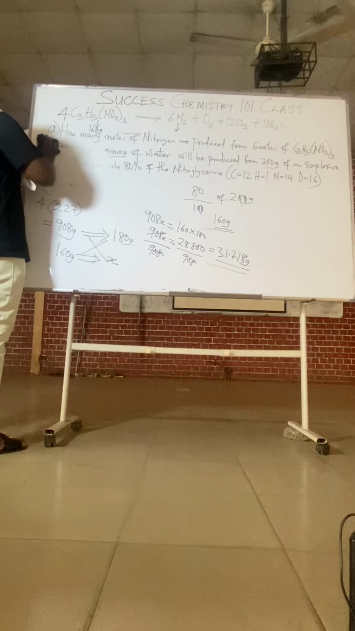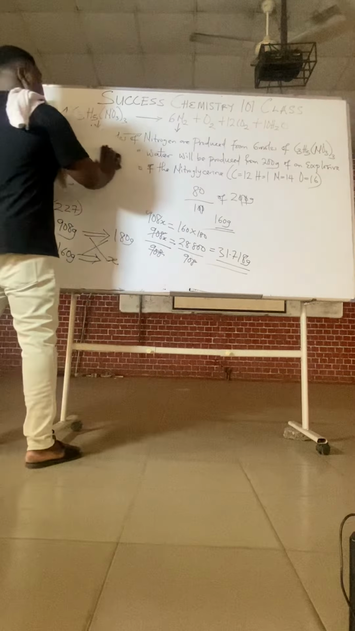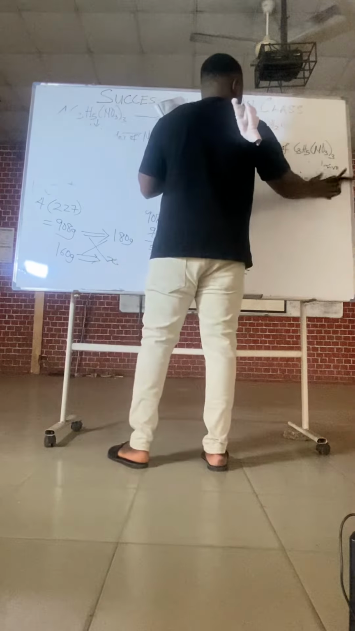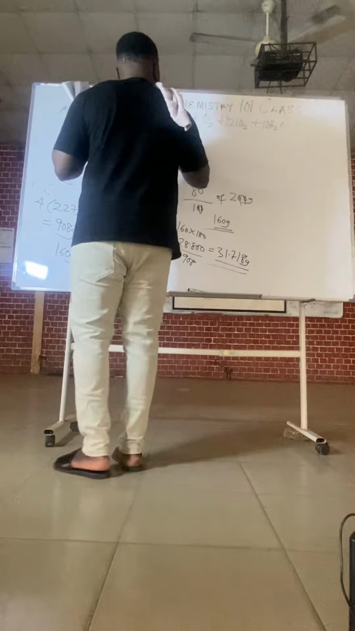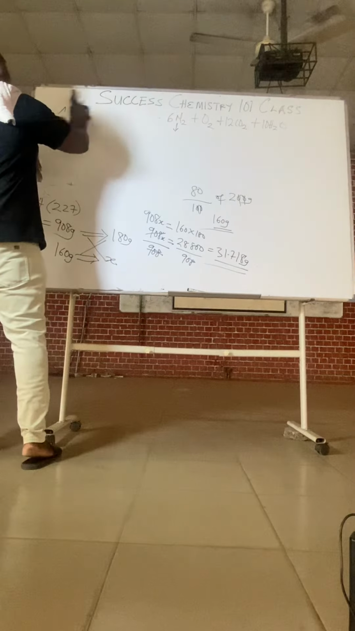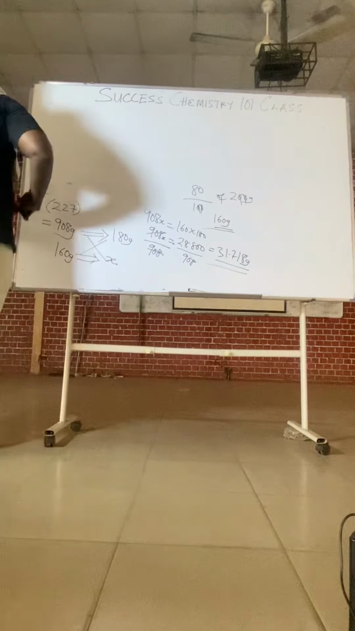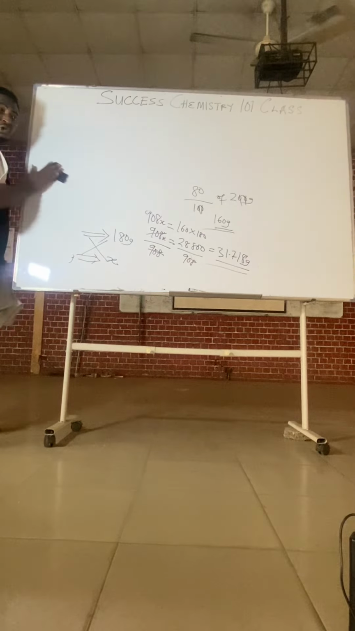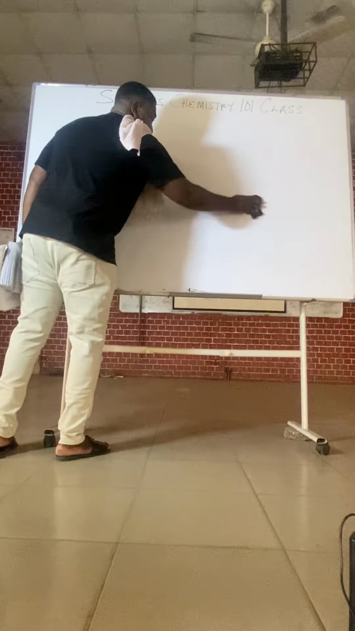Calculate the mass of iron that will be produced from 10 grams of iron 3 oxide from the reaction shown below.